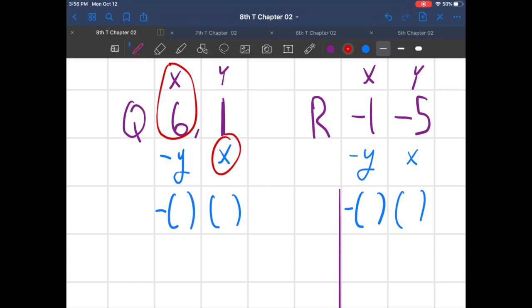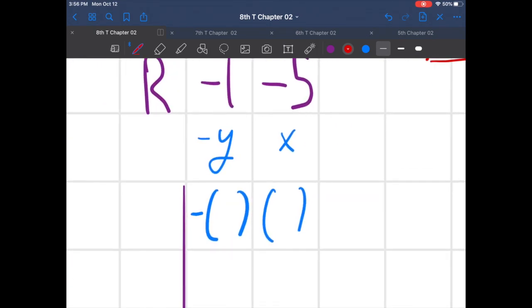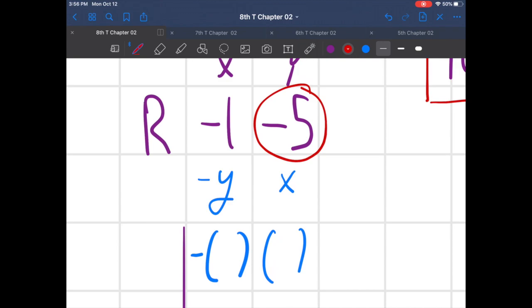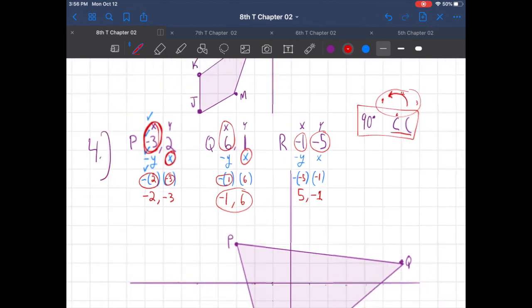Again, here's my x. 6 goes there and 1 goes with the y, right? So 6, and then we have 1. So we have -1 and 6. And last one, let's just plug it in. Here is my y. So notice what we got. We got that double negative right there. We have that -1. So double negative makes that positive. So 5 and -1. So now we just need to plot this down.